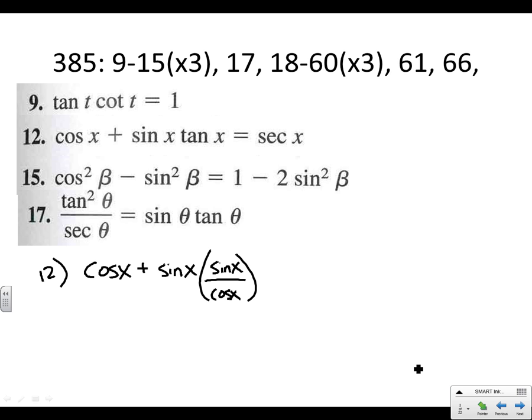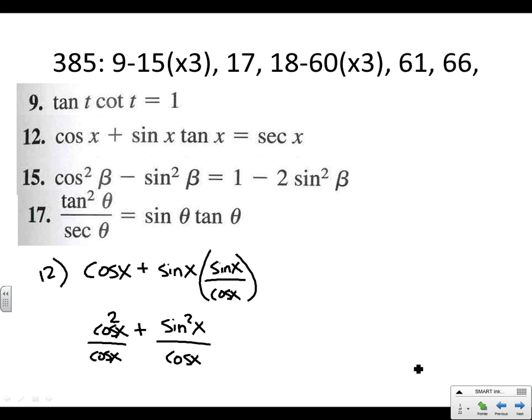We can rewrite this then. We've got cosine x plus sine squared x over cosine. At this point, we're going to need a common denominator. So we've got cosine on the right. We need something here. We'll have cosine, but we also need to add another cosine in the numerator.